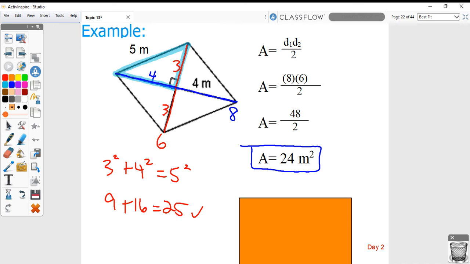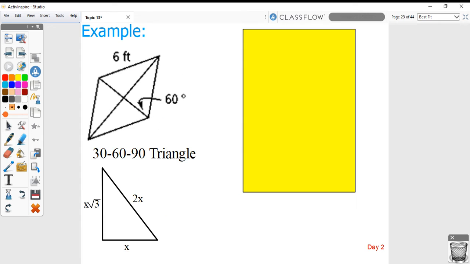Cut it in half, we get a total of 24 square meters. Go on to our last one right here. Our last one tells us some information. It gives us that one side length is 6. Okay, I'm going to look at it again. I'm going to look at it in terms of one triangle at a time.